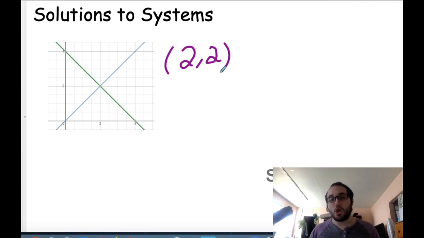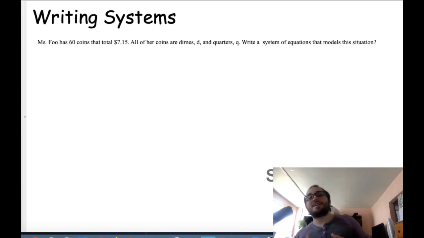Solutions to systems are the coordinate point that both lines share. Graphically, that's where they intersect. Algebraically, which is what we're going to see in a second, it's where the coordinate point satisfies both equations.